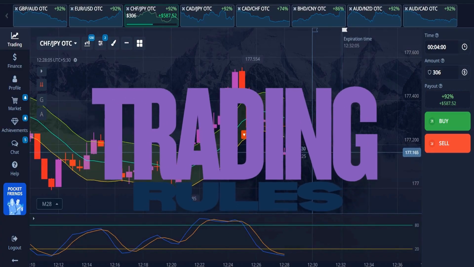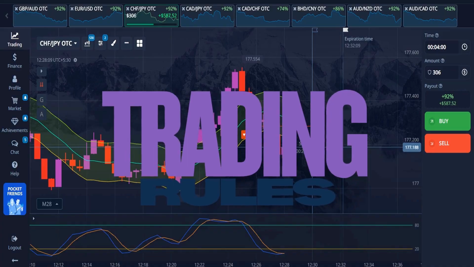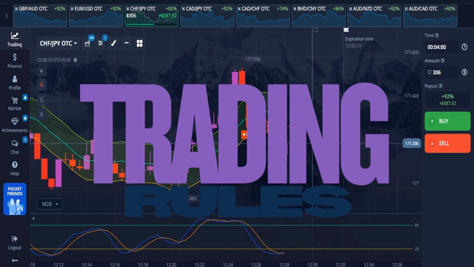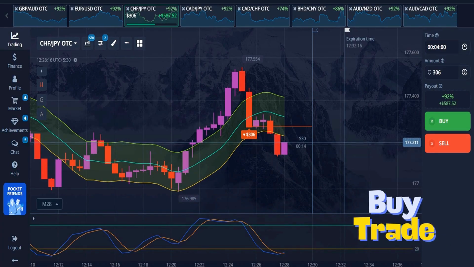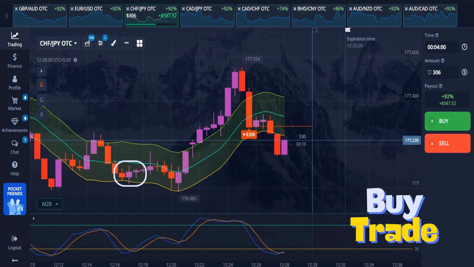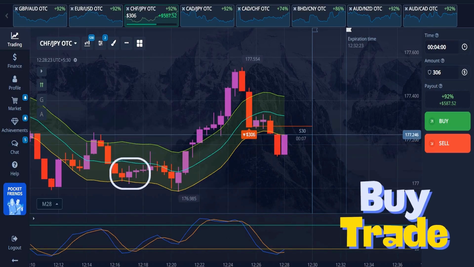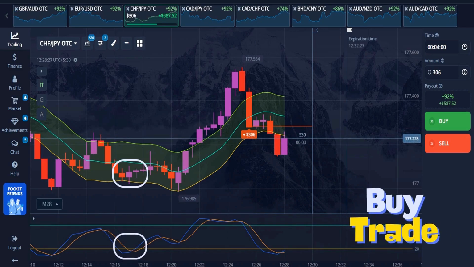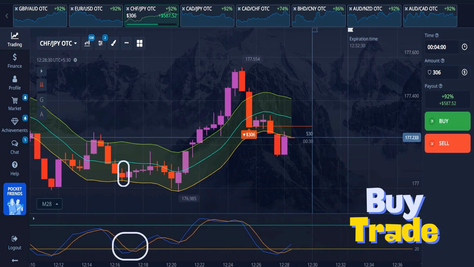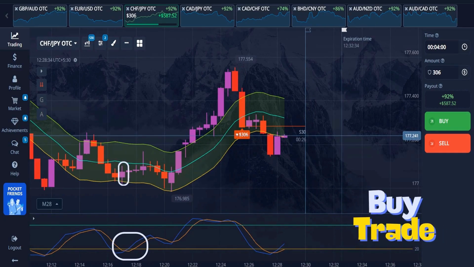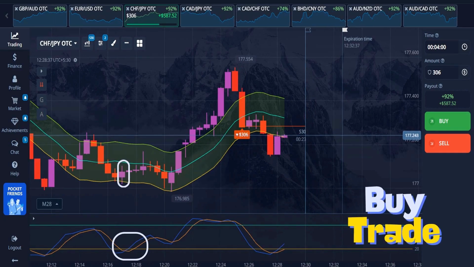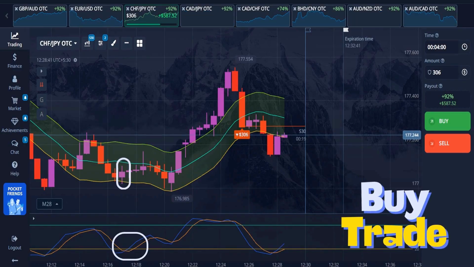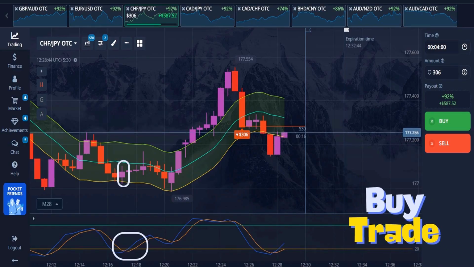Now, let's go over the strategy rules step by step, so you know exactly how to trade with confidence. Buy trade: wait for the price to touch or go below the lower line of the Envelopes indicator. Check if the stochastic lines are crossing each other, then wait for a bullish candle to appear. This is your confirmation. Once all these conditions are met, take a buy trade with 4 minutes expiry.